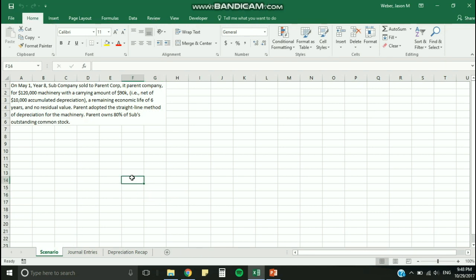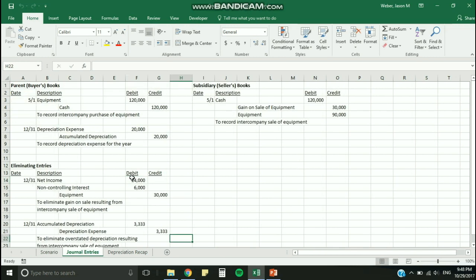Okay, so now that we know the scenario, let's go ahead and take a look at some journal entries that will accompany this problem. First, on the parent's books, on the date of sale, equipment will be debited for $120,000 and cash will be credited for $120,000 to record the intercompany purchase of equipment. On the subsidiary's books on the date of sale, cash will be debited for $120,000, equipment will be credited for its book value of $90,000, and a gain on the sale of equipment will be recorded for $30,000. At year end on the parent's books, depreciation will be recognized on the equipment. So depreciation expense of $20,000, which is $120,000 divided by 6 years, and accumulated depreciation of $20,000 will be recognized for the year.